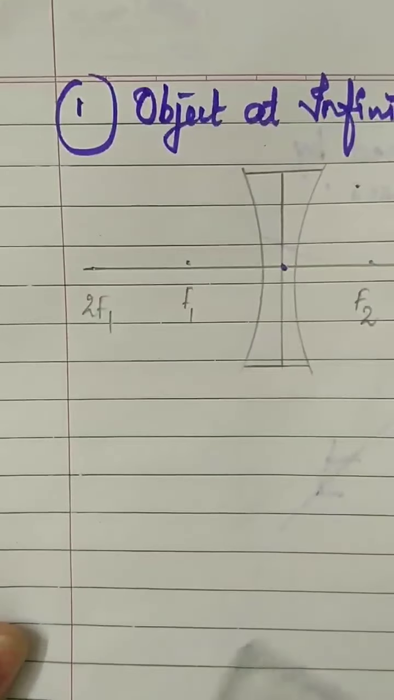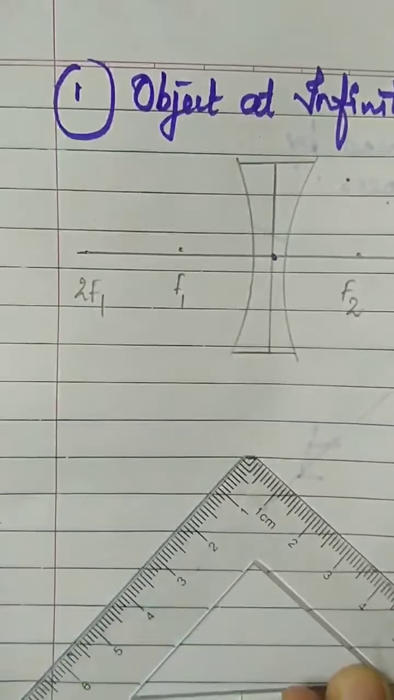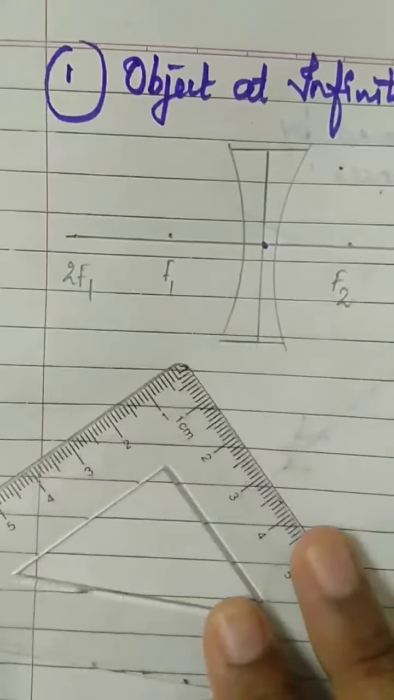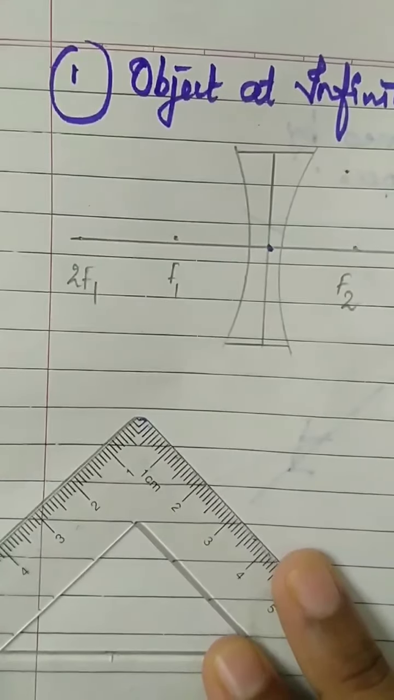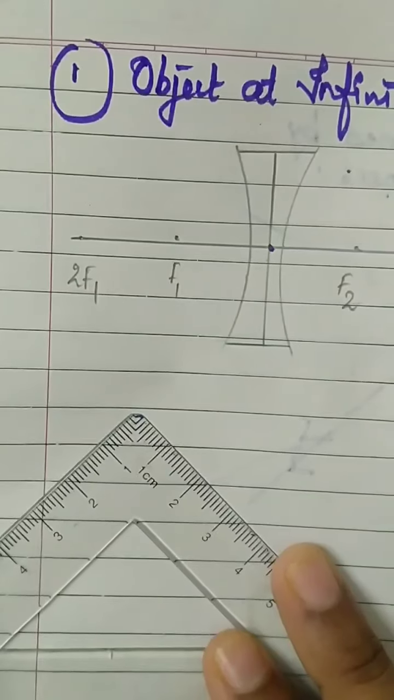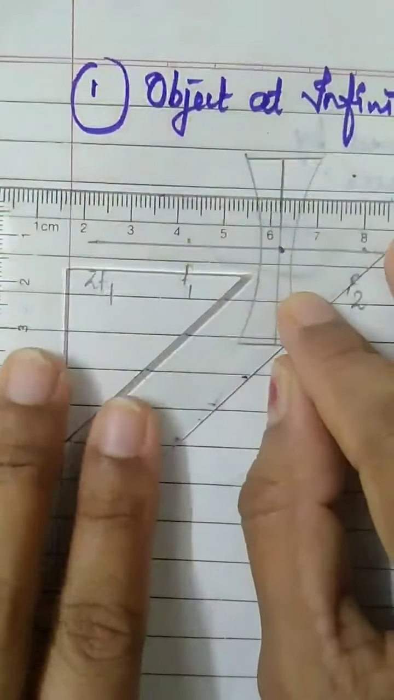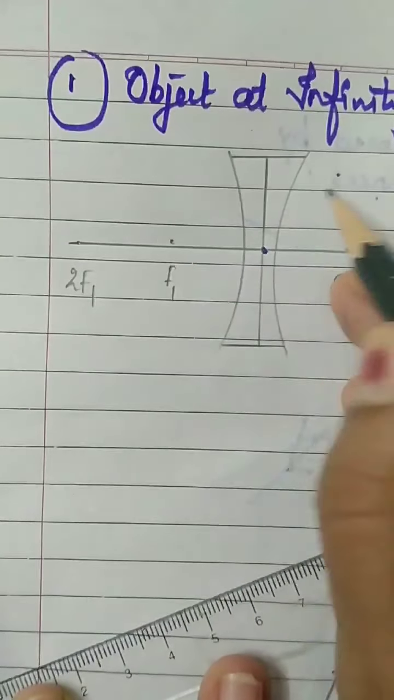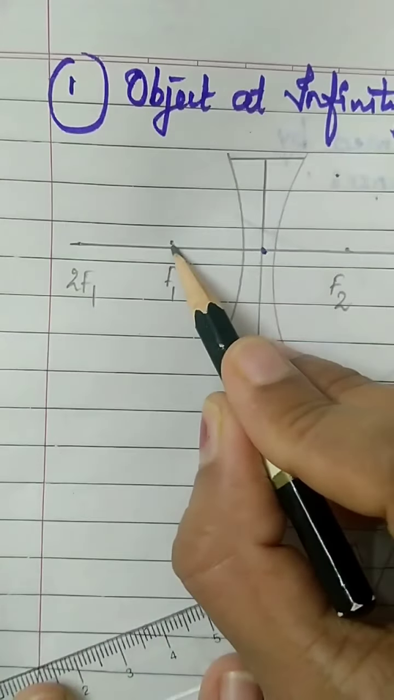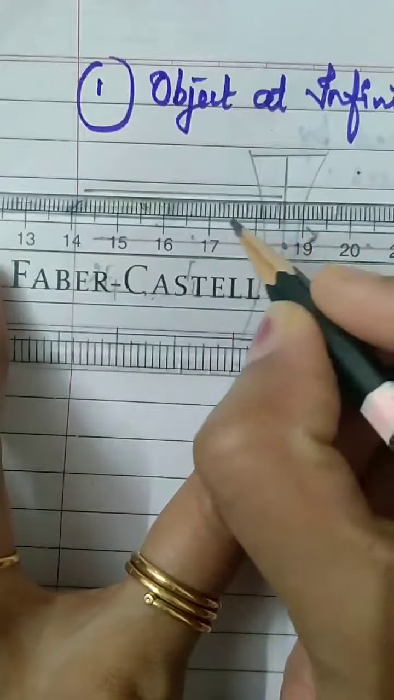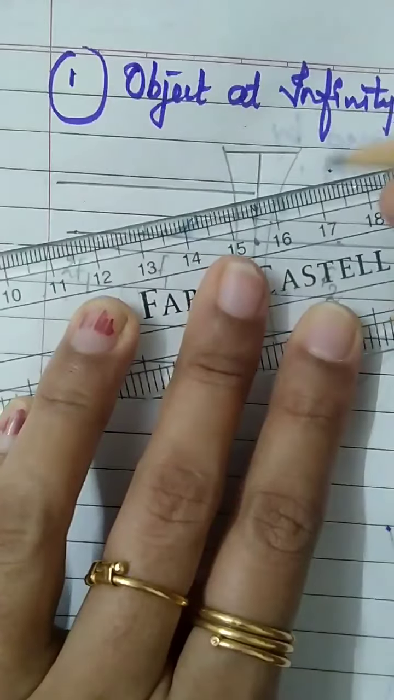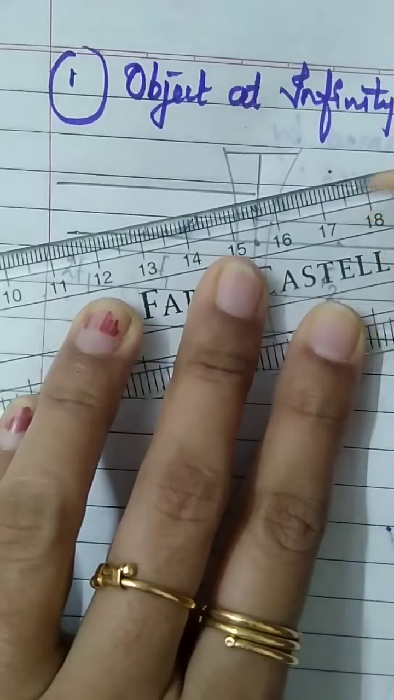So from infinity the rays will come. Let us show the rays from infinity, and we will use the easiest rule. That is, when the rays are parallel to the principal axis, the refracted ray when extended backward or when traced backward will pass through the focus. First incident ray parallel to principal axis, it will get diverged. Okay, so from here you show.